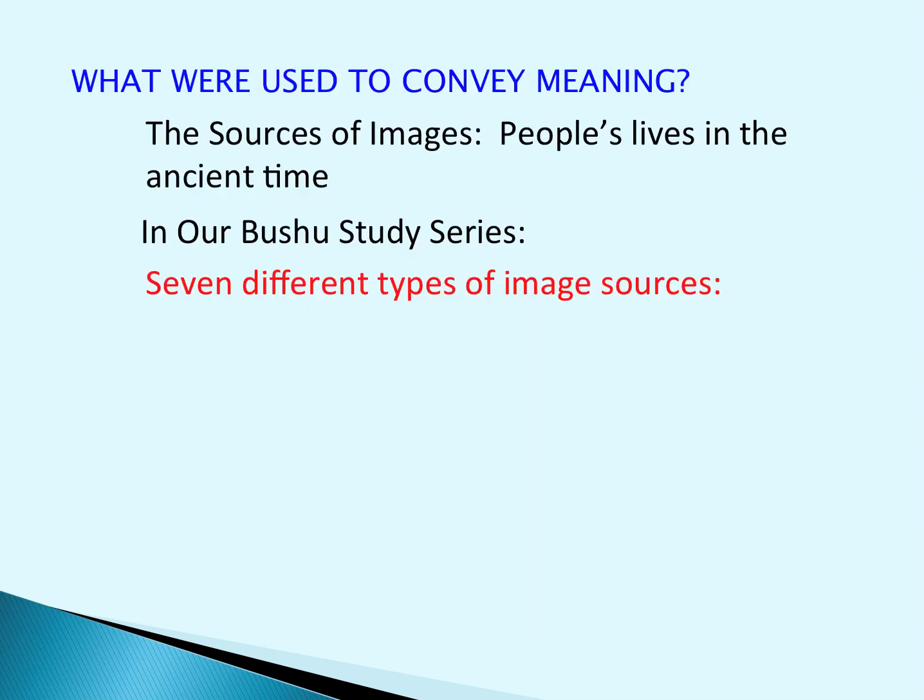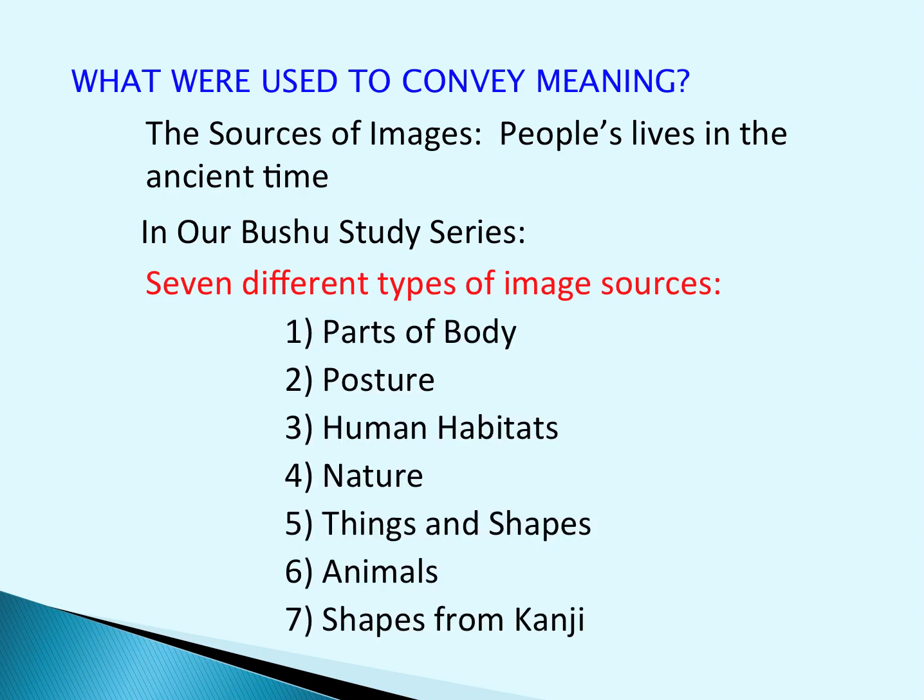What did ancient people in China use to convey meaning? What were the sources of their images? They used what they had in their lives. In this Bushu study, the image sources are grouped into 7 categories: parts of body, posture, human habitats, nature, things and shapes, animals, and shapes from kanji.